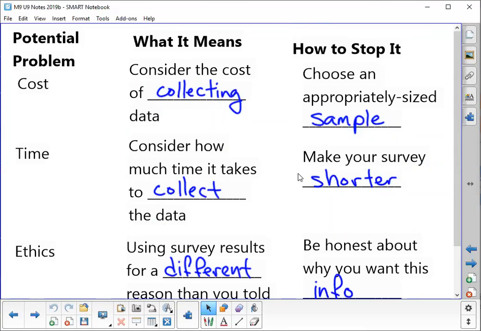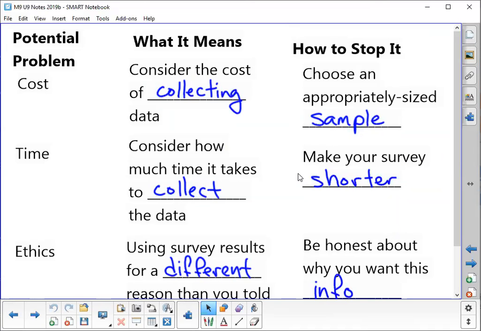So another potential problem you may have is the cost. Sometimes you've got to consider the cost of collecting data. If you want to collect data from the entire city of Moose Jaw, that's going to probably cost you some money, unless you're planning on doing it all by yourself, going to every person in the house and asking them individually on your own time, which will take you a lot of time, which brings us to the next one.